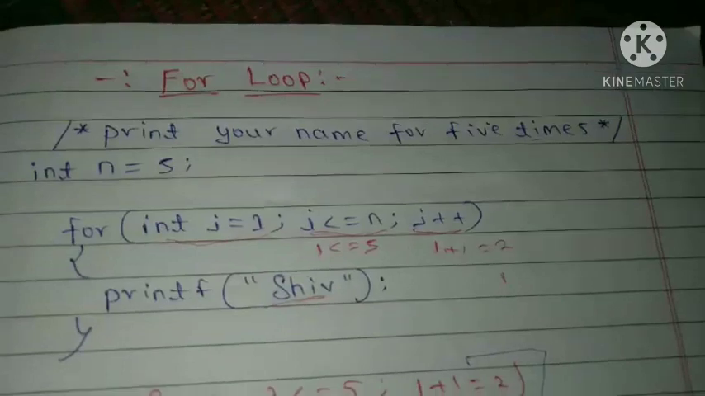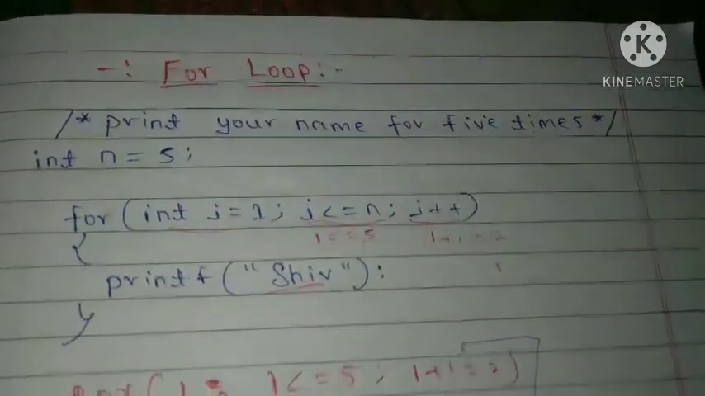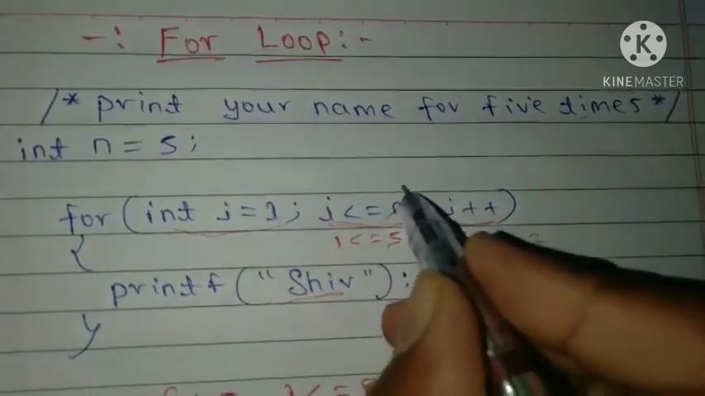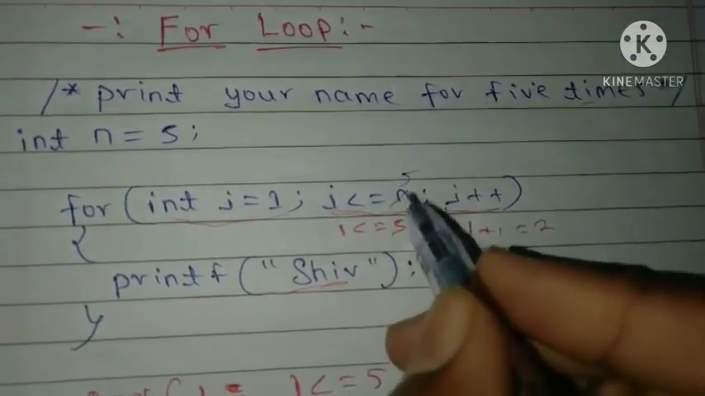So that's how the for loop works. And one more thing, here you can directly write 5. That's also okay, no need to take another variable.